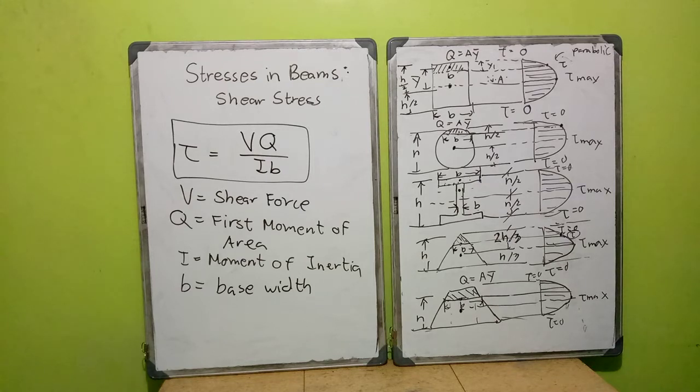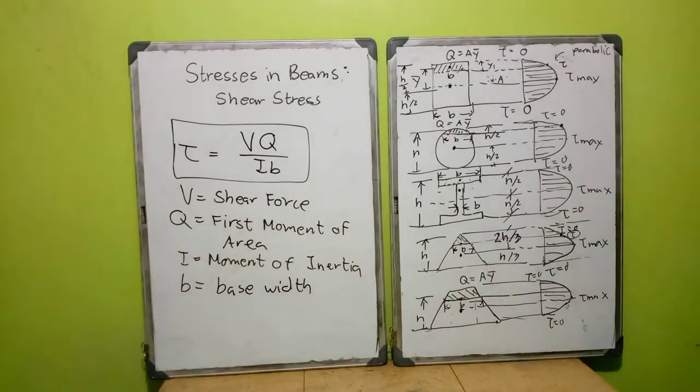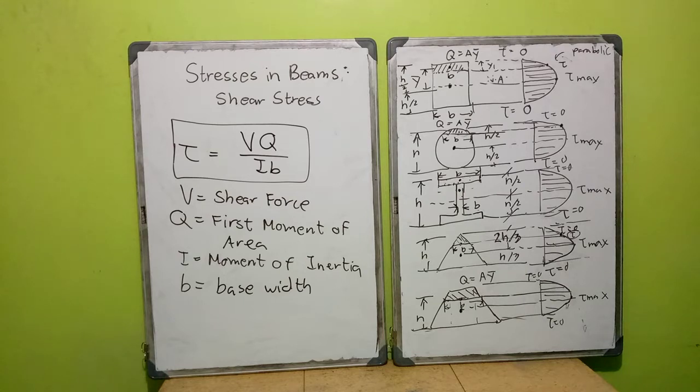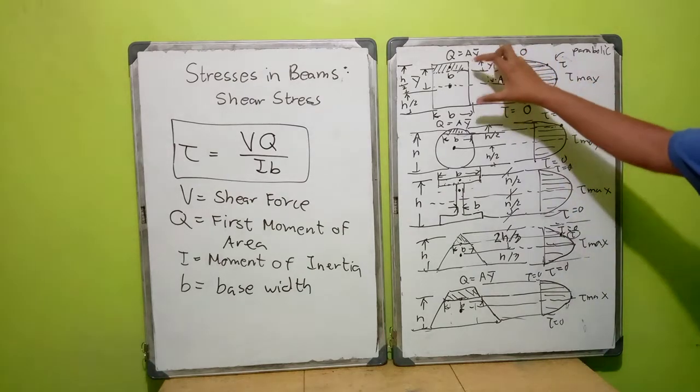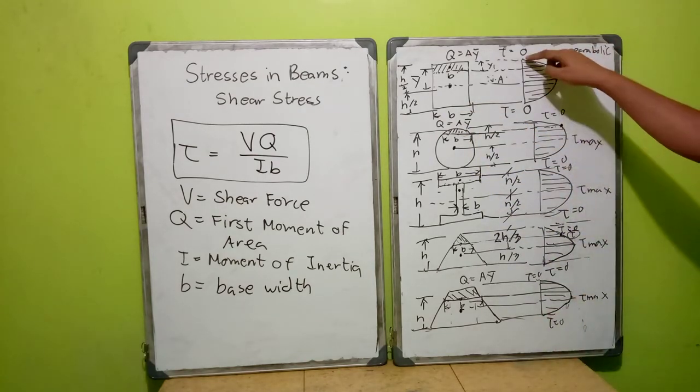This will be part 3 of our series on stresses in beams: shear stress. In the previous two videos, we discussed how we use this formula, and how we compute any random stress on your stress diagram. Technically speaking, in a rectangular section, it is parabolic. It is parabolic in shape.